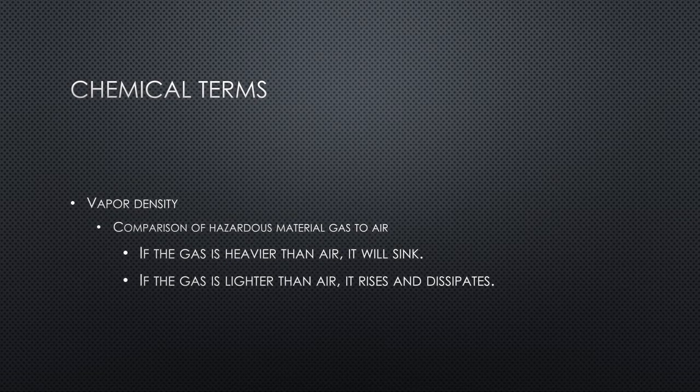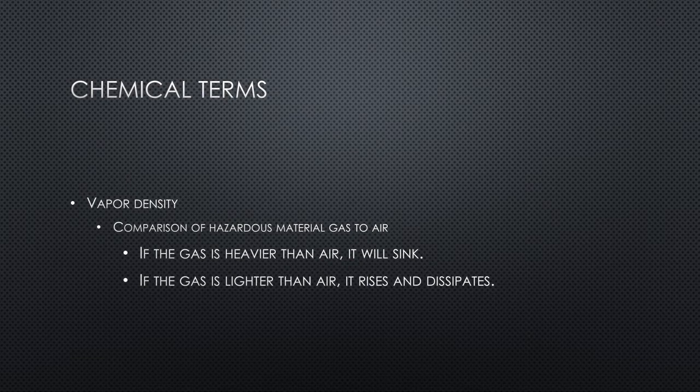When you're talking about vapor density, it is the comparison of the hazardous material gas to air. Air has a vapor density of 1. If the gas is heavier than air, it will sink into little valleys and ditches. Propane, butane, and carbon dioxide are all heavier than air. So if you have a propane leak, a butane leak, or a carbon dioxide leak, you can't expect it to just rise up into the atmosphere. It could stay very low and affect many people, and it can actually sink into lower areas.